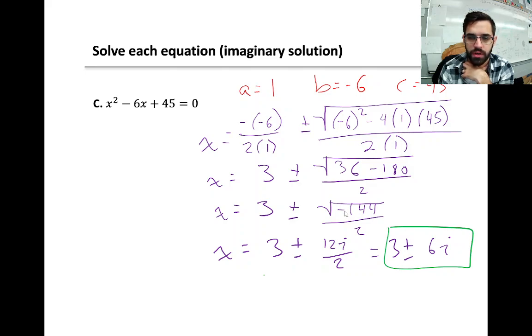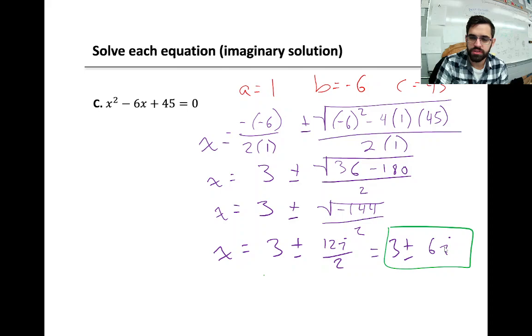So that means, well, I know the square root of 144 is 12, but the square root of -1 is i. So if you ever have a negative inside the radical, that means we're going to have an i in our solution. So 12i over 2 is 6i, so 3 plus or minus 6i, and these are not like terms, so this is our final answer. Anytime you have a negative in here, you're going to get an i.